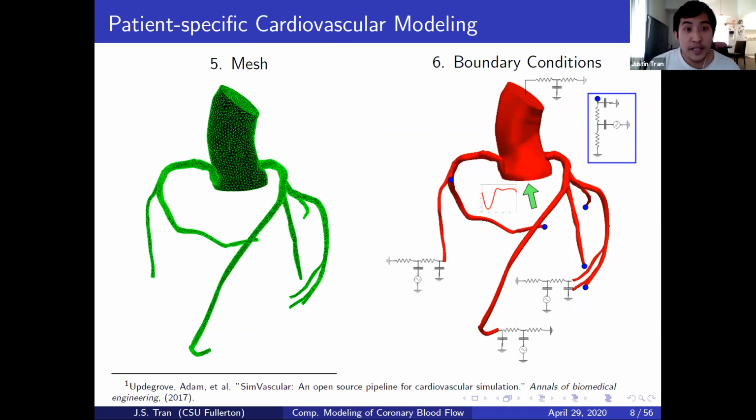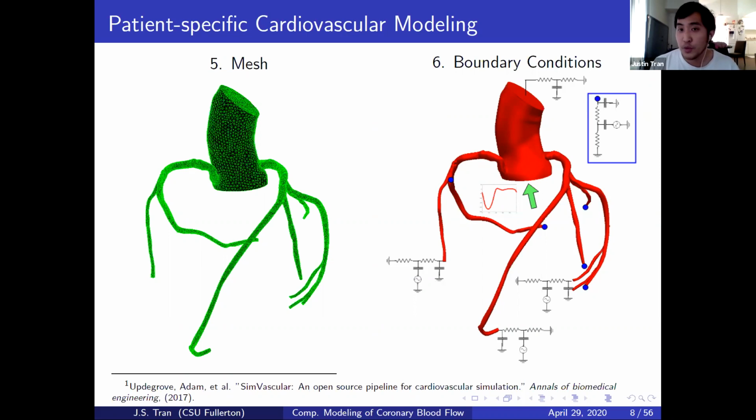Okay, so the next step after that is the mesh. For those of you who are visiting from 417 and 410, you should be very familiar with this step. Before we can run a computational simulation, we have to discretize our domain. So we basically have to replace it with a bunch of simpler shapes so that we can form our equations on it. Then after we do the mesh, we have to apply our boundary conditions.